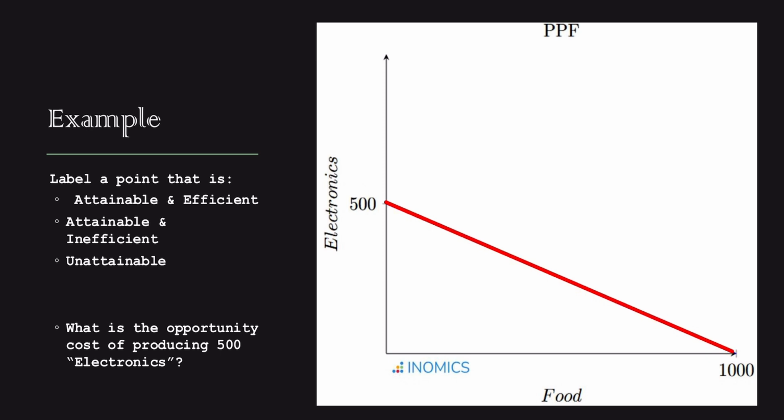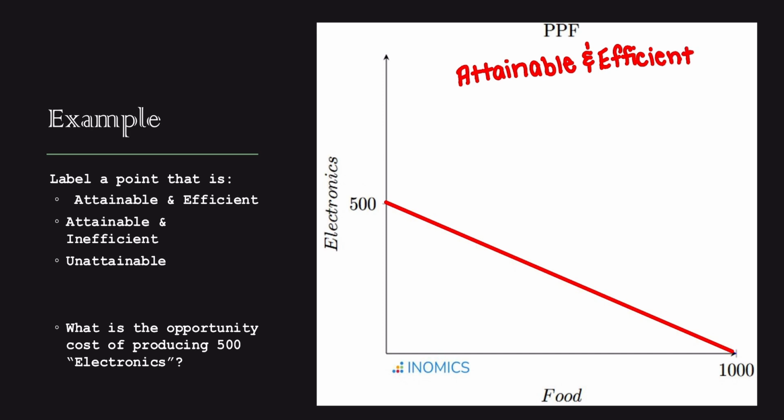is attainable and efficient, meaning that it is the best that the economy can do with the resources that it currently has available. So with the machinery, with the population, with the education, all of those types of things, this is the best that it can do.